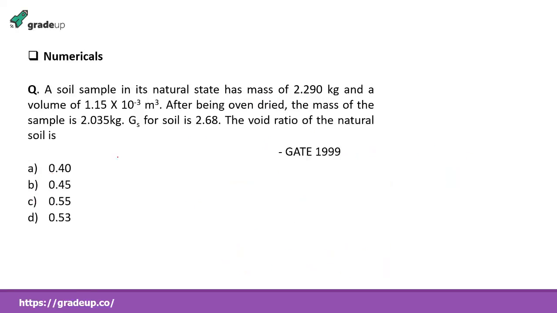Next question. This question was asked in GATE in the year 1999. A soil sample in its natural state has a mass of 2.290 kg and a volume of 1.15 into 10 to the power minus 3 meter cube. After being oven dried, the mass of the sample is 2.035 kg. Now it is given specific gravity of soil is 2.68. We have to find the void ratio of the natural soil.